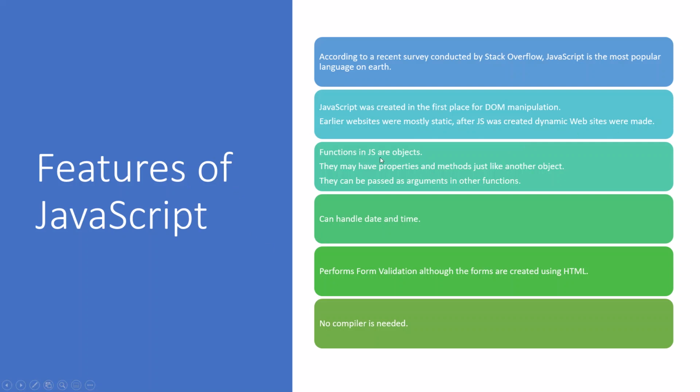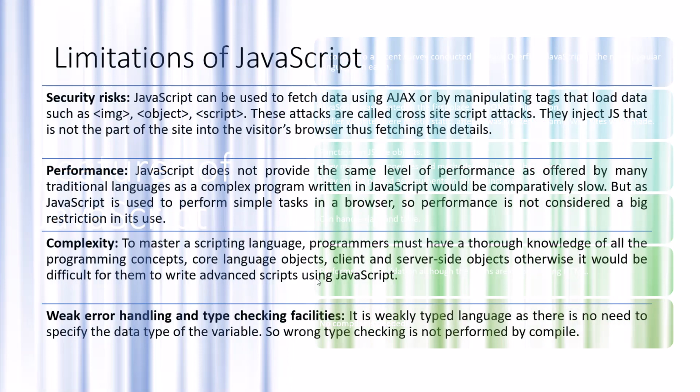So the functions in JavaScript are objects. So they may have properties and methods just like other objects, and they can be passed as arguments in other functions. So one of the features is JavaScript handles date and time and performs form validation, although the forms are created using HTML. Also for JavaScript, we do not need any compiler. So these are some of the features of JavaScript.